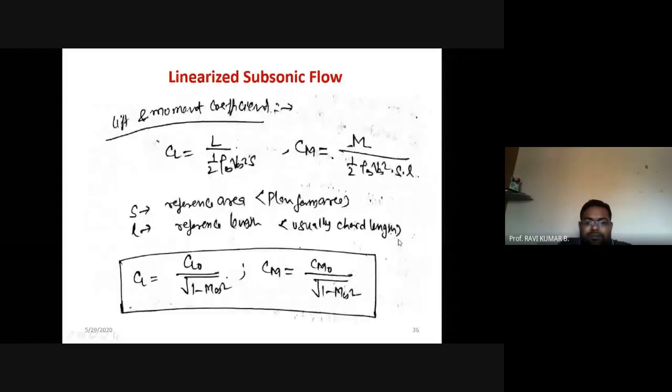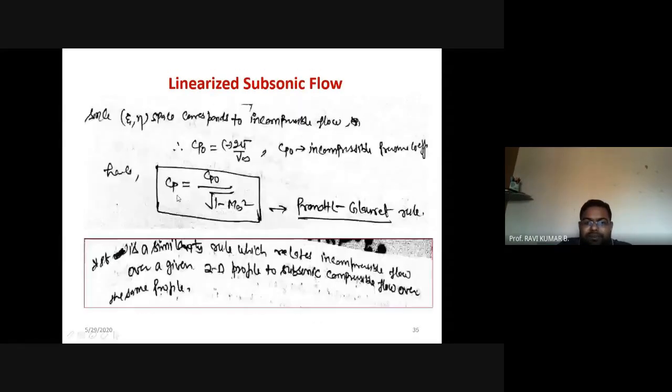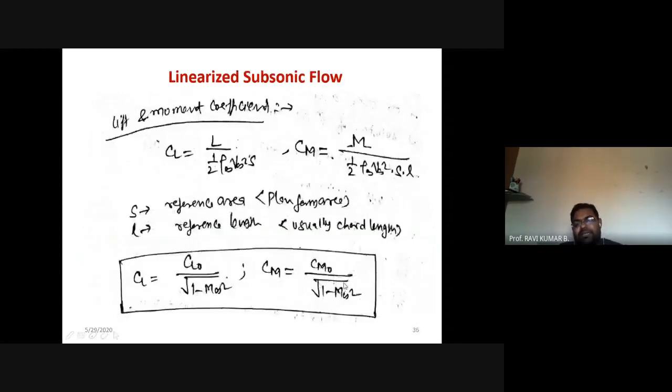Similarly, as we have related Cp with Cp naught by this factor, Cl and Cd can also be related in that way. So Cl is equal to Cl naught divided by the same factor, under root 1 minus m infinity square. Cm is equal to Cm naught divided by under root 1 minus m infinity square.